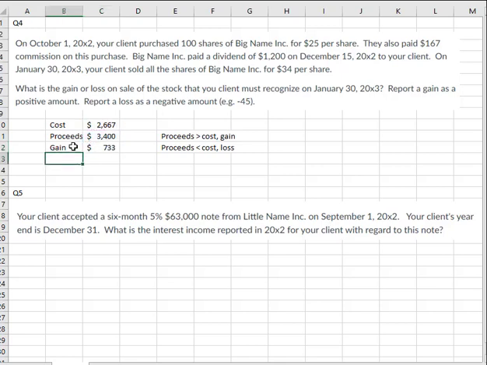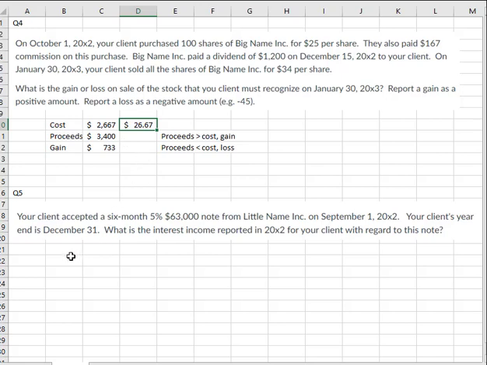Now, if you didn't sell all of them, we would have converted this cost into cost per share. And then we would have used this 2667 times however many shares were sold and compared that to proceeds. So be on the lookout if they sold all the shares or part of the shares so that you can get the cost of the shares sold. And that may not be the full original cost.